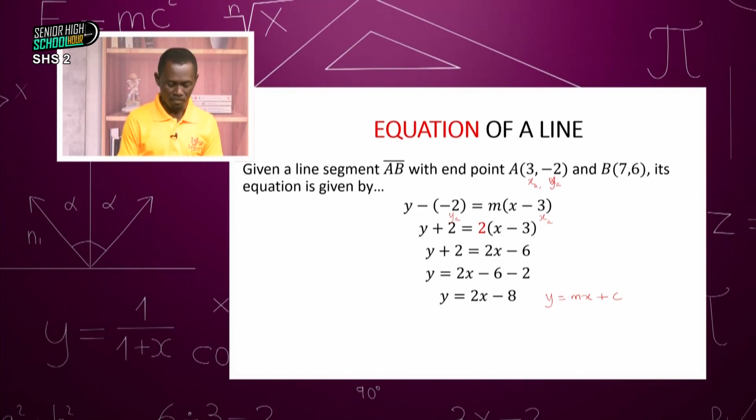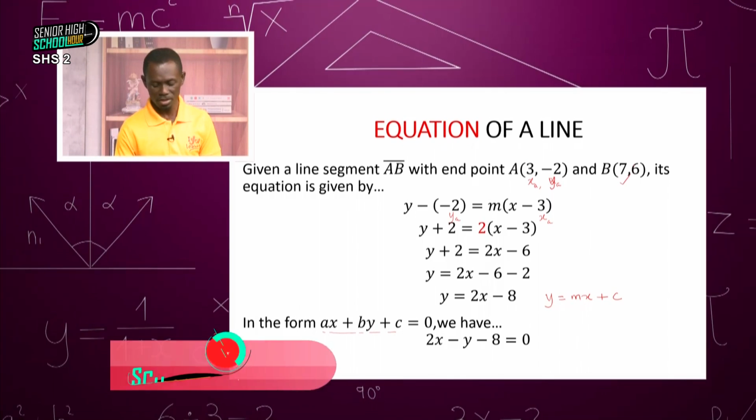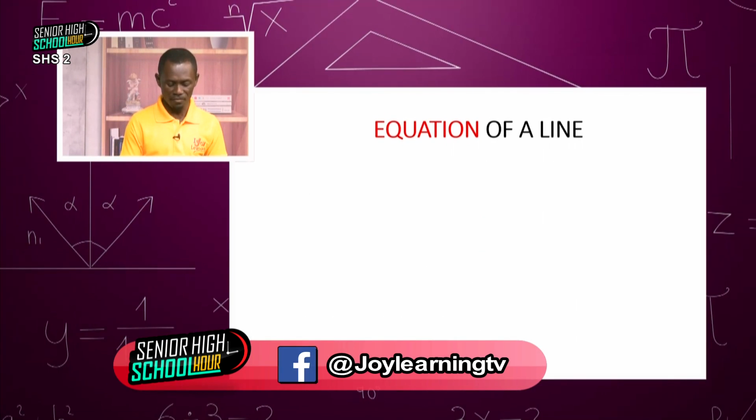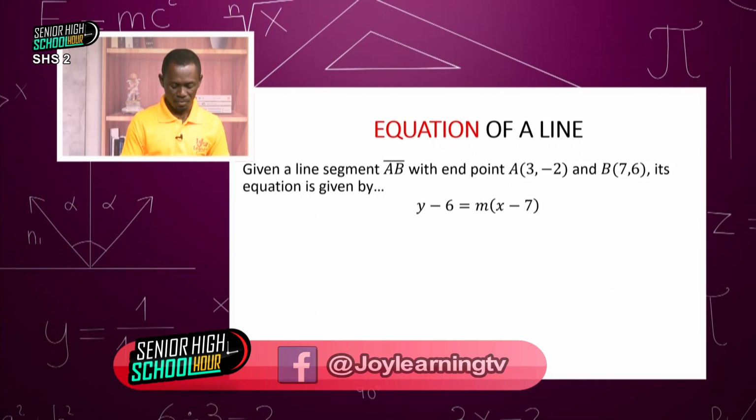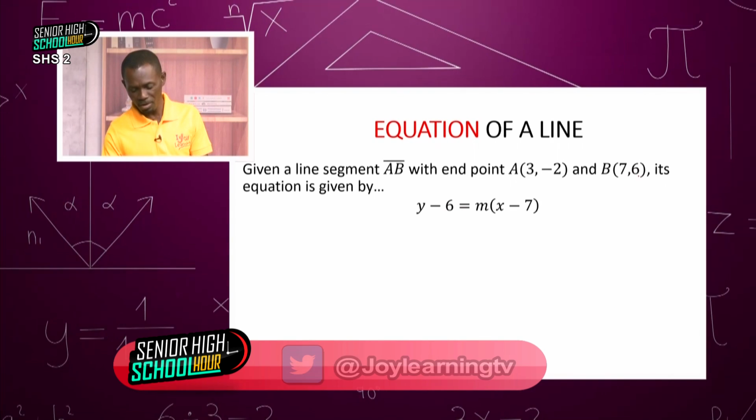But I could write it in another form. If I choose to write it in the form ax plus by plus c equal to 0, it means my ax will be 2x, my by will be negative y, and my c will be negative 8, all of that equal to 0. We like to write it in this form for some reasons you'll get to find out. Remember, I have used A as my x subscript A, y subscript A. I would use B shortly now. And this is what I would have. Practically the same thing. So this time around, instead of minus negative 2, I have minus 6. So this time around, this is my y subscript A and this is my x subscript A.